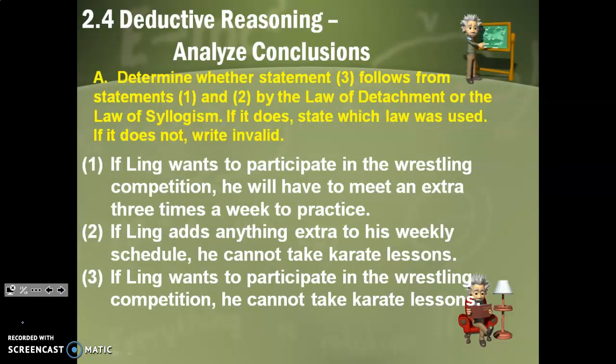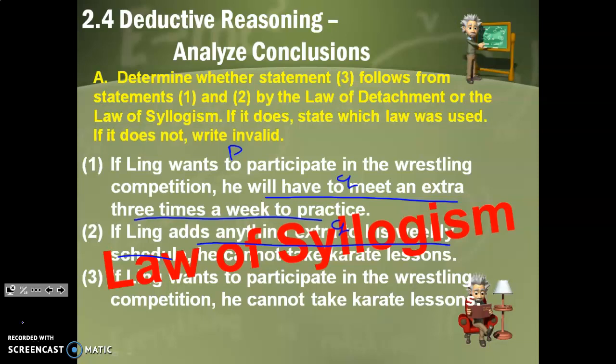If Lynn wants to participate in the wrestling competition, he will have to meet an extra 3 times a week for practice. If Lynn adds anything else to his weekly schedule, he can't take karate lessons. So both of these are adding something to his weekly schedule. That's kind of our Q statement. So P, Q, Q, and then R. P implies Q, Q implies R. What can we conclude? If Lynn wants to participate in the wrestling competition, then he can't take karate lessons. So that is law of syllogism.